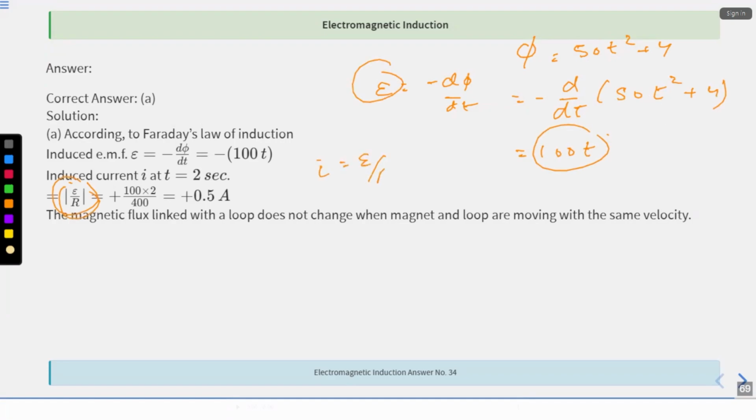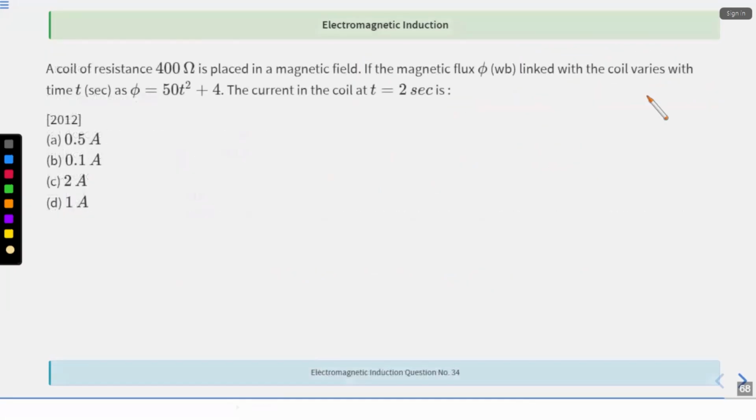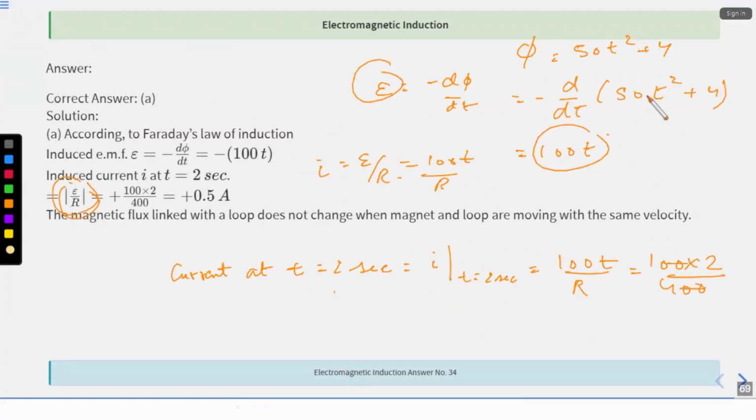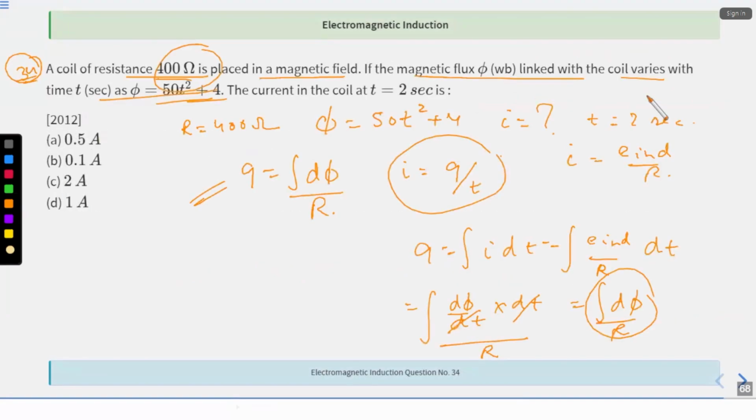So I would be E by R. That would be 100 t divided by R. I need to calculate current at t equal to 2 second instant, which is I at t equal to 2 seconds. That is 100 t by R. How much was our resistance? It was 400 ohms. So just put 400 here. You will get 2 by 4, which is 0.5 amperes as your final answer. Okay. So option number A is our final answer.